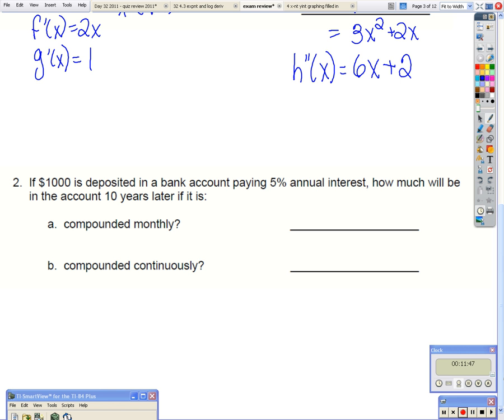Now the formulas for compound interest are not in your formula sheet. This is something that you'll have to memorize for your exam. Or if we have continuous interest.